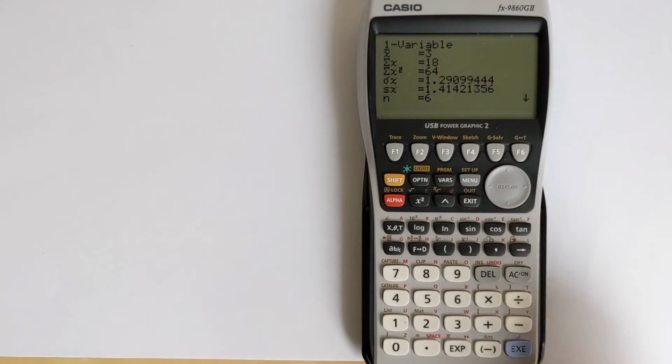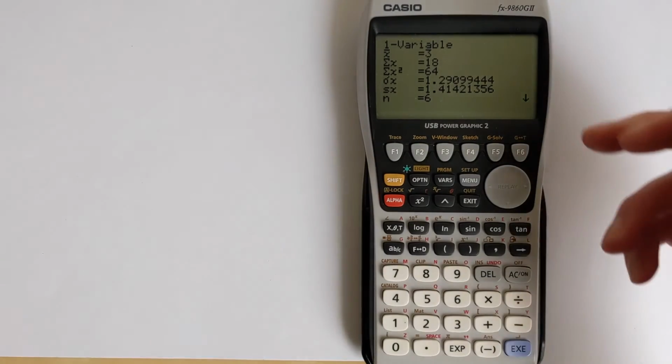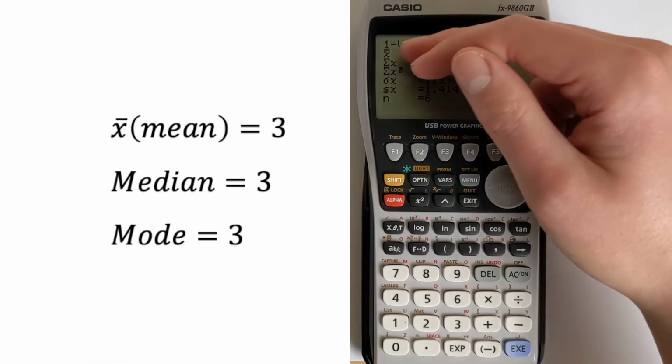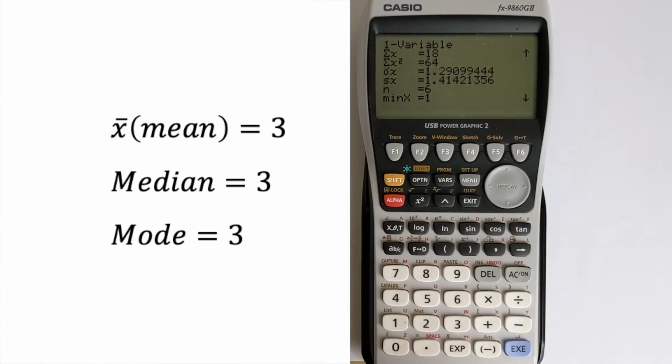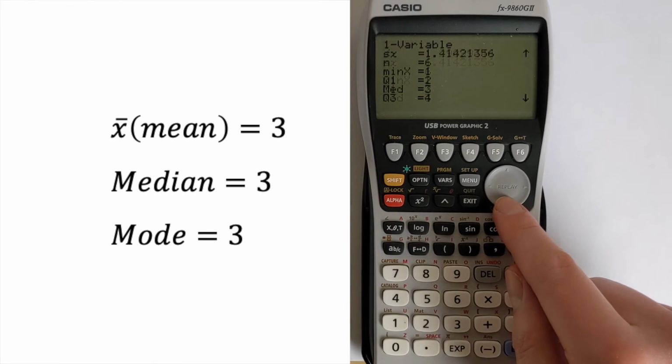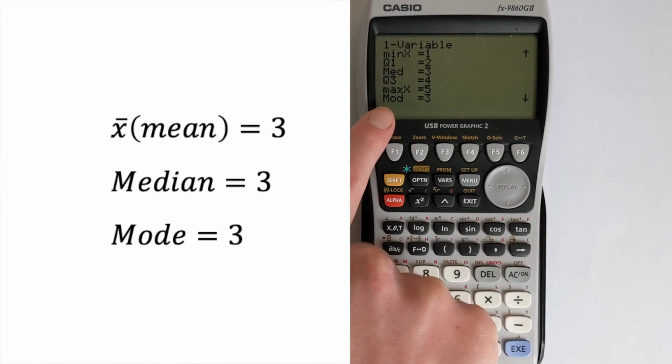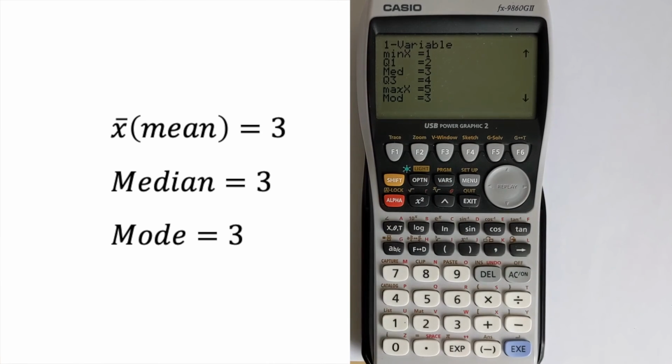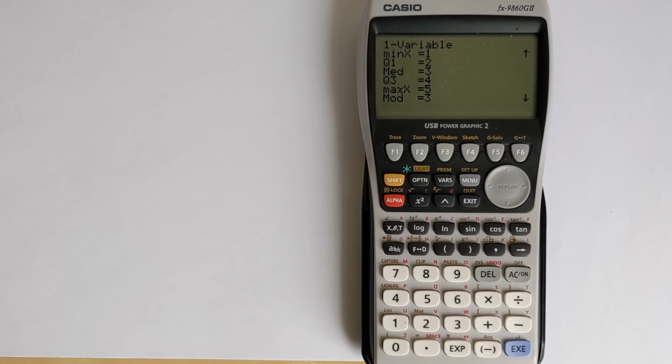So this has done loads of different calculations, so the next step is to pick out what you need. So X bar stands for mean, that's 3, then we go down, keep going down, then you'll get median, which is 3, keep going down, and then you get to mode, which is also 3. So that is how you do the calculation on this calculator.